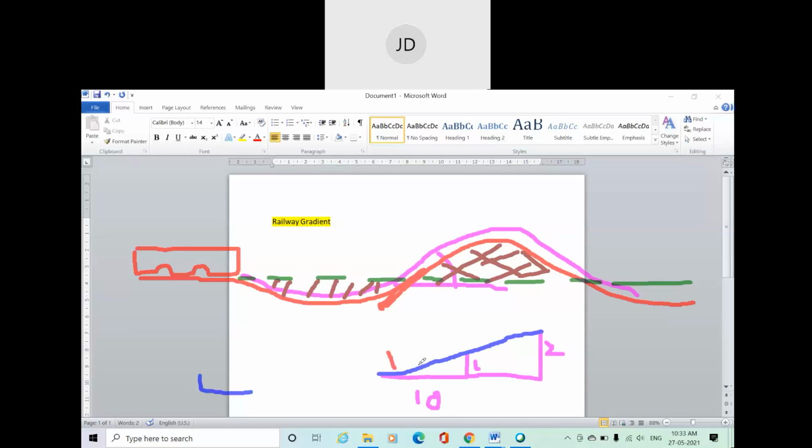You can put your train like here. So this is the mathematical representation of the amount of rising with respect to some amount of horizontal run, that is your gradient. And you can connect the lower point to the higher point. Got it? Clear? So this is basically about gradient.